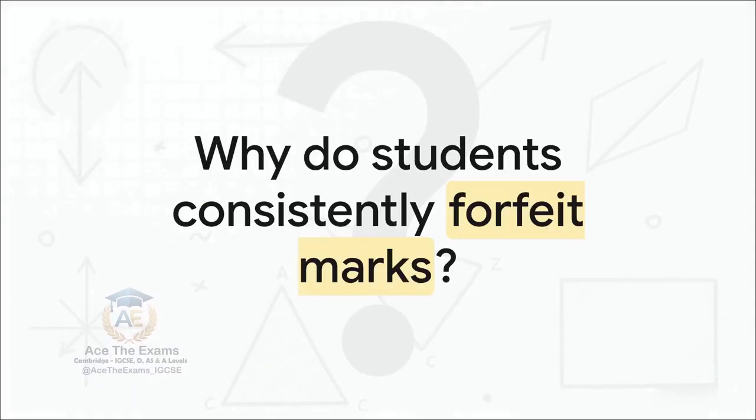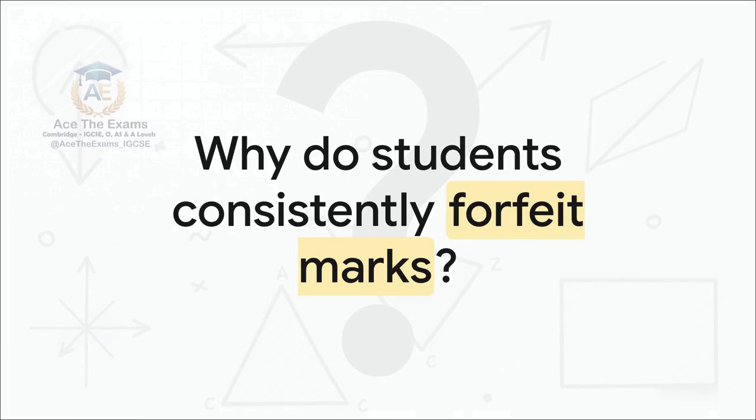So here's the core paradox I see every single year when I read through the global examiner reports. It always comes down to this one question. Why do students consistently forfeit marks in vectors when they actually know the formula? Think about it. You walk into the exam hall, your brain is packed with info. You know r equals a plus lambda b, you know exactly how to execute a dot product, and yet you get your paper back and you are missing critical marks.